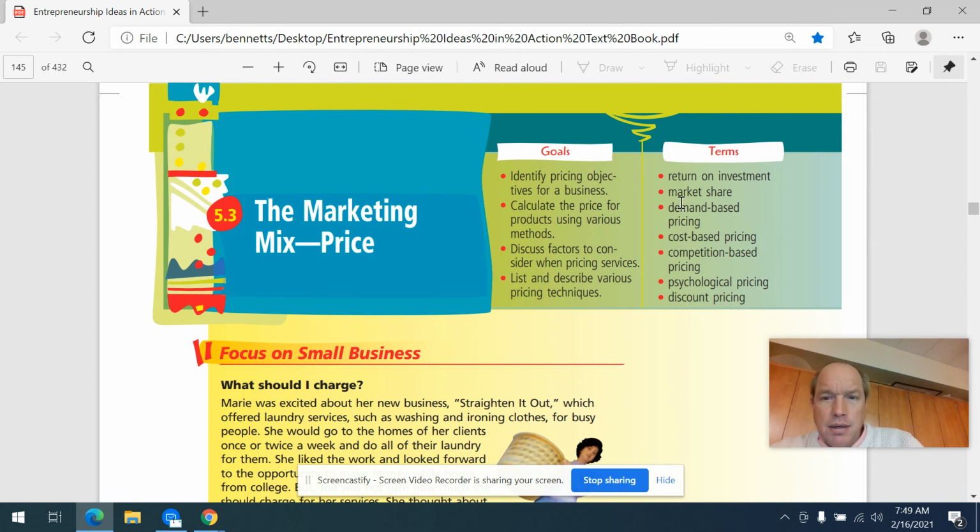Some of the vocabulary or terms from this section: return on investment or ROI, the market share, demand based pricing, cost based pricing, competition based pricing, psychological pricing, and discount pricing.